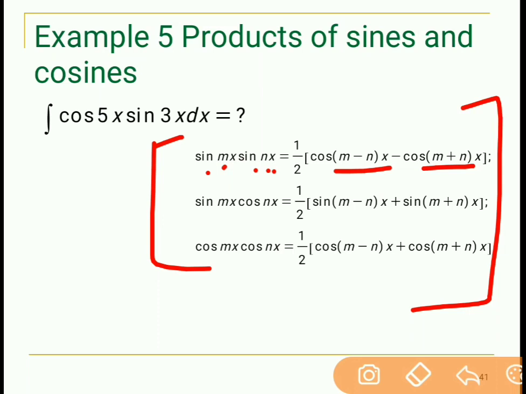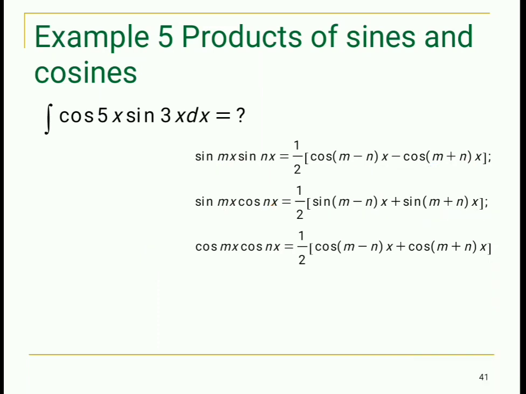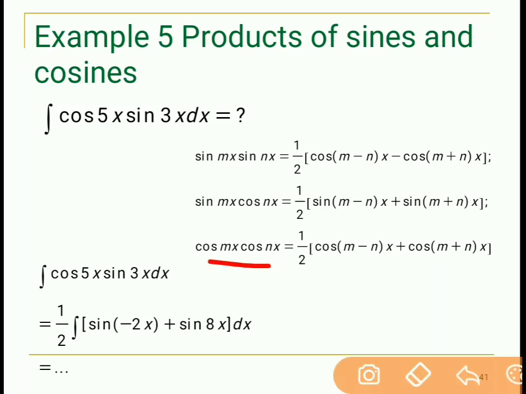Next, product of sine and cos functions, sin mx into cos nx, will be equal to 1 by 2 sine of the subtraction of these two values, that is m minus n into x, plus sine of the addition, that is m plus n into x. If there are two cos functions, then the formula is 1 by 2 cos of m minus n into x plus cos of m plus n into x. In this case, there is one cos and one sine. So if there is one cos and one sine, then we can use the second formula.